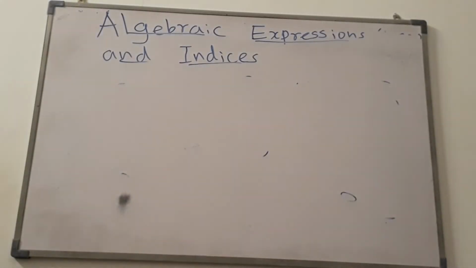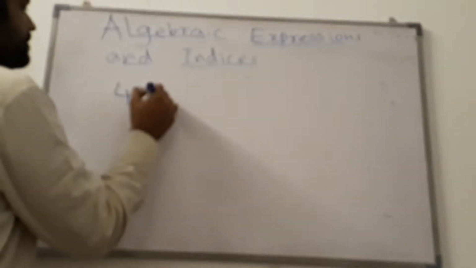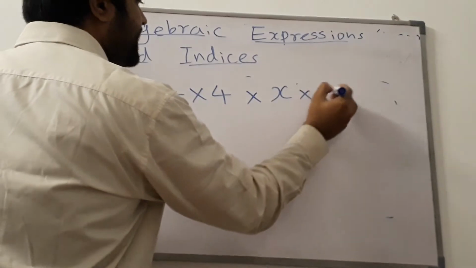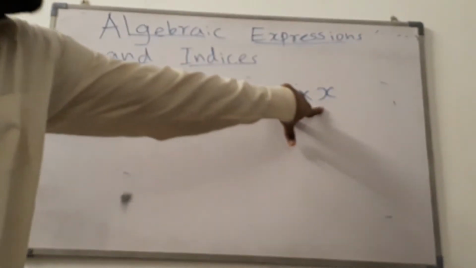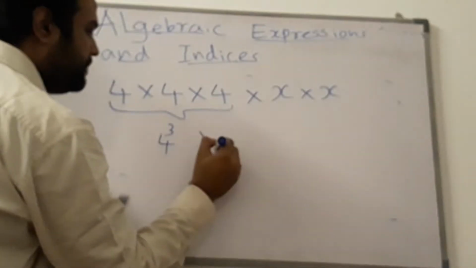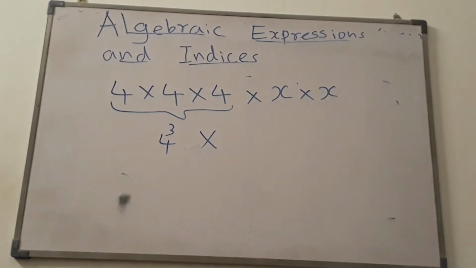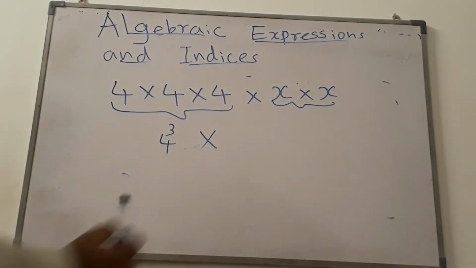Suppose something like this. 4 times 4 times 4 times x times x. Okay, 3 4's and 2 x's multiplied with each other. First I will take 3 4's. 3 4's multiplied with each other means 4 to the power 3. Keep the multiplication mark, then 2 x's. 2 x's multiplied with each other means x to the power 2.